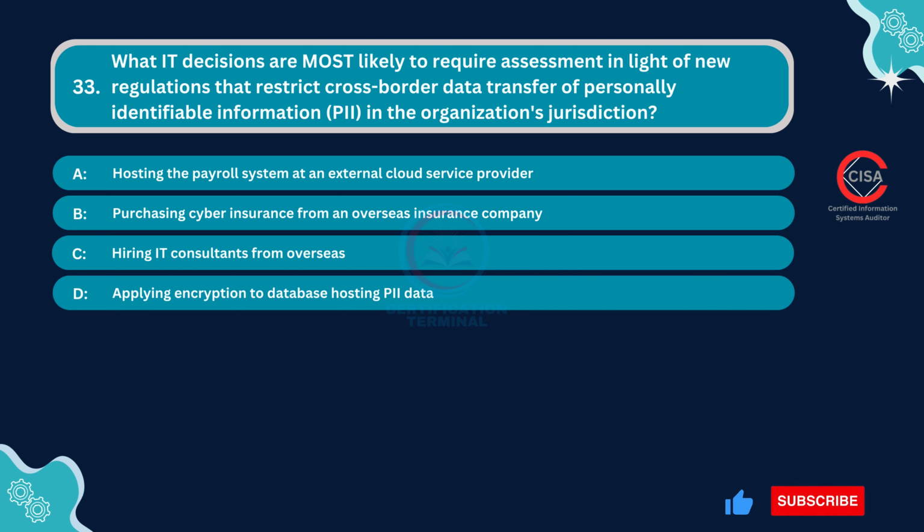The correct answer is Option A, hosting the payroll system at an external cloud service provider. The new regulations restrict cross-border data transfer of PII. Payroll systems typically contain a significant amount of PII, such as employee names, addresses, social security numbers, and bank account details. If the cloud service provider is located in a different jurisdiction, with weaker data privacy laws than the organization's, transferring payroll data to them could violate the new regulations.